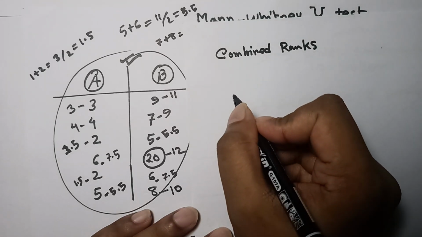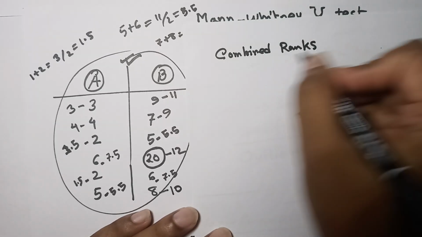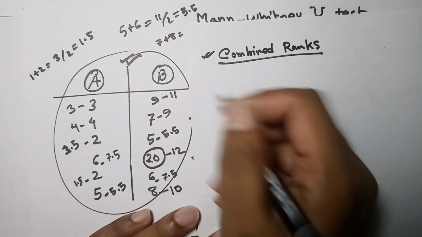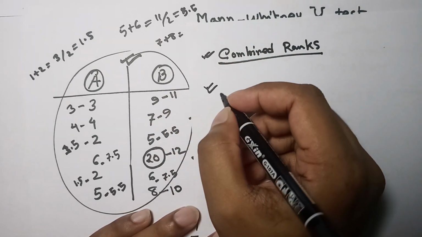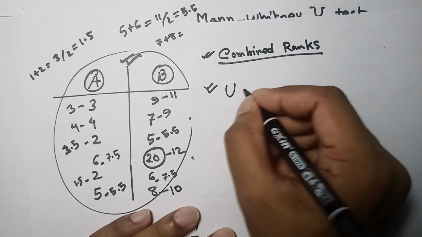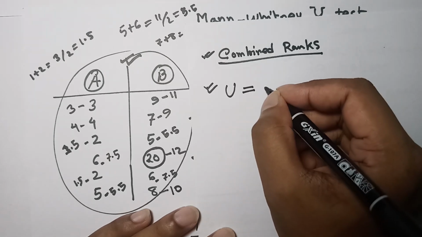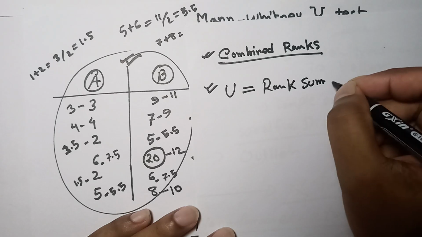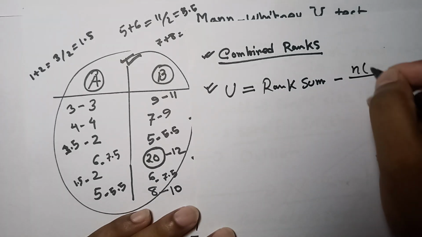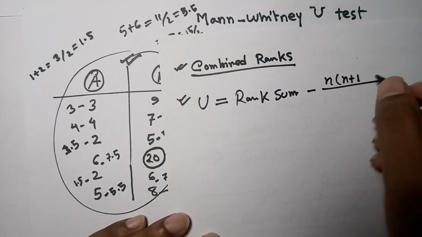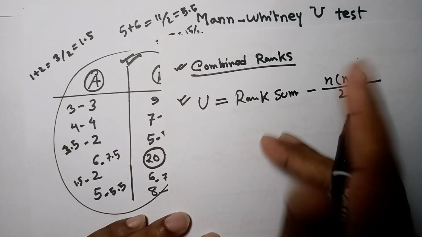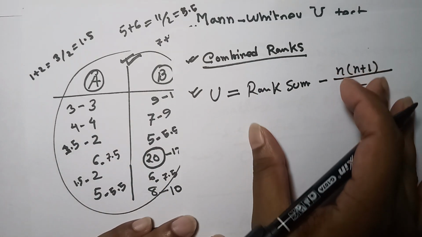So we have to calculate the combined ranking. We perform that. Now we will apply the U statistic, and the U statistic is defined as rank sum minus n into n plus 1 divided by 2. That is it.